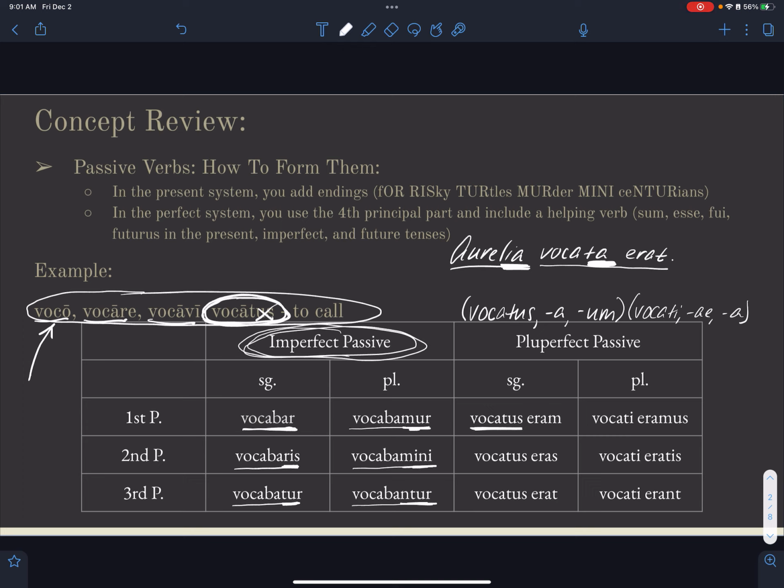Let's say I want to say the Cornelii, like the family. It's going to be vocati erant. So it's simply agreement. The Cornelii had been called. It's almost like an adjective. Think of it that way, like a verb with adjective endings.